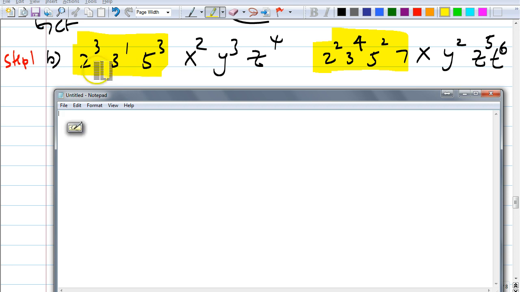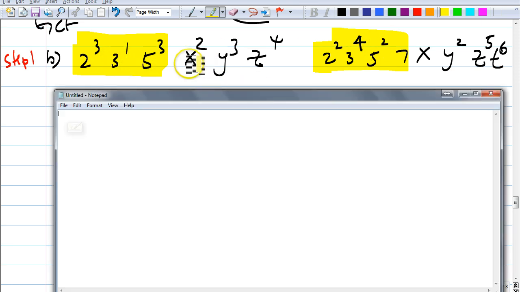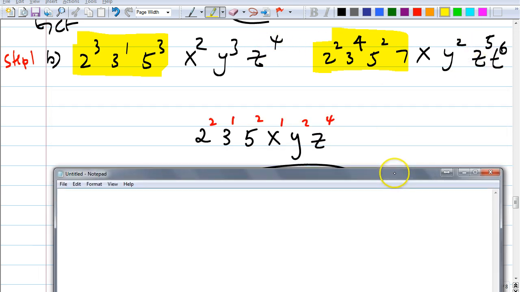Now, 2 to which power should we choose? 2 to the? 3 to the? 5 to the? And then x to the what power? This one has nothing in there, so it's really x to the first, right? What about y to the? z to the fourth. What about t? No. So did you all get this?